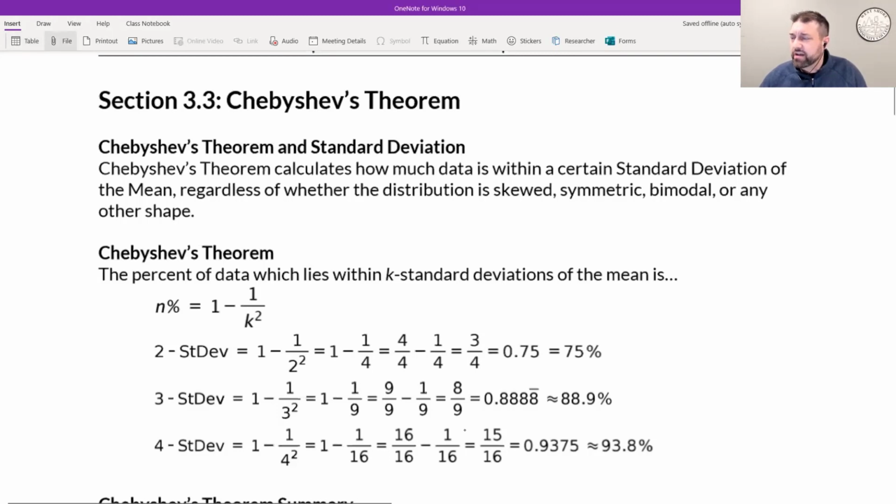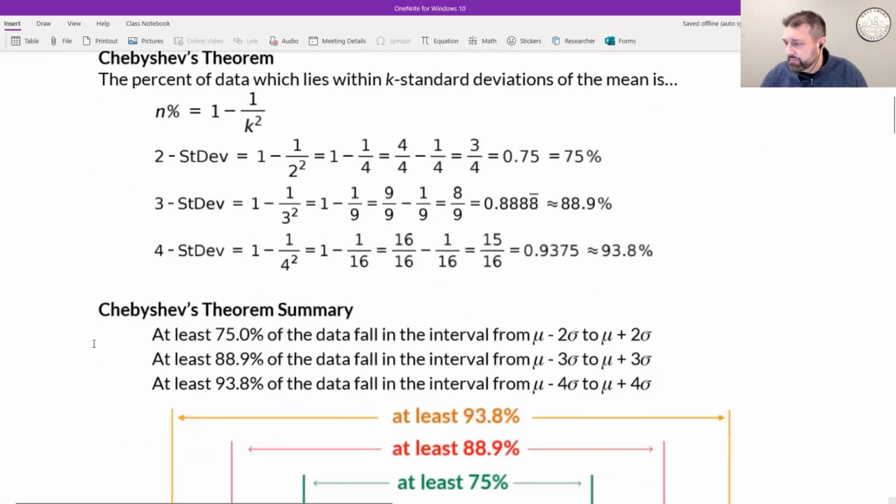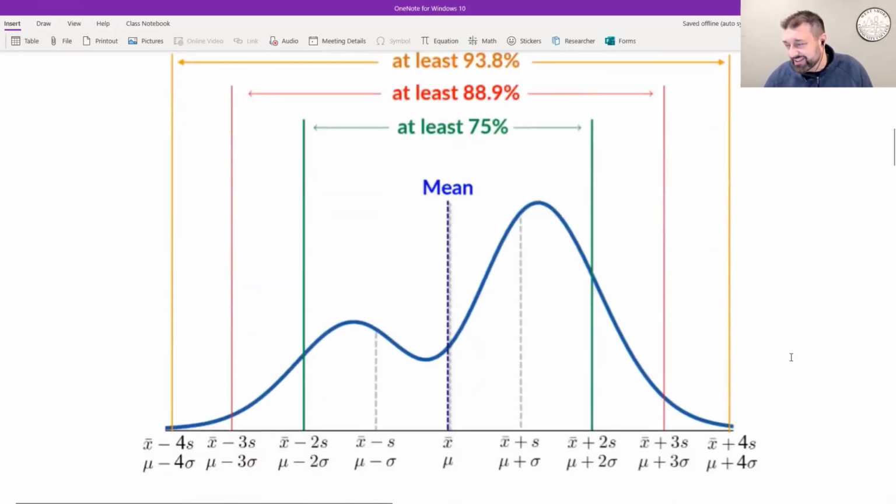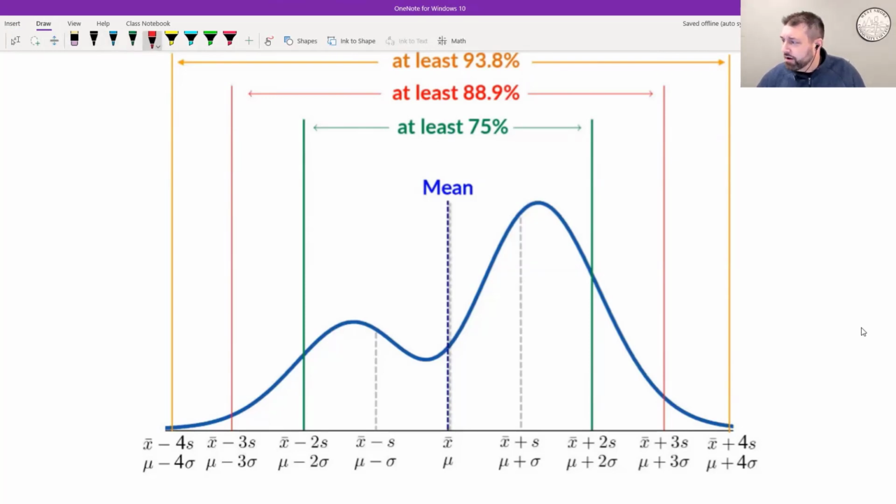So let's see if I can, well, you know what? I'm not even going to draw this. I'm going to show you this graph because my drawing will not be better than this graph. So let's say you've got this distribution, the blue line, this distribution of data. You can see that this distribution happens to have a mode right here, and you've got the mean in the middle right here. There's the mean.